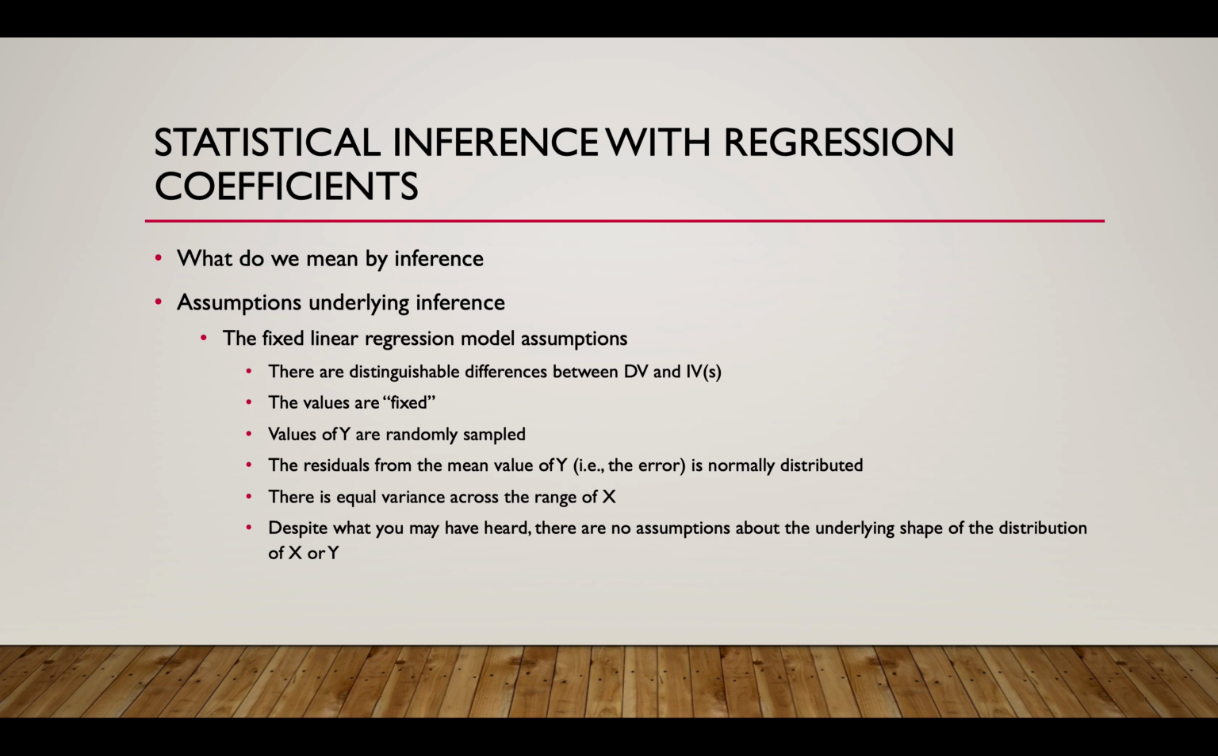We have some basic assumptions that underlie inference in regression analysis, or in all statistics, but specifically in linear regression models. The first is that we're able to distinguish between what is the dependent variable and what is the independent variable. This is a question of science and method, not a question of statistics. The values are fixed, and by fixed we mean that there is a single value for each person's DV and IV and not multiple potential values.